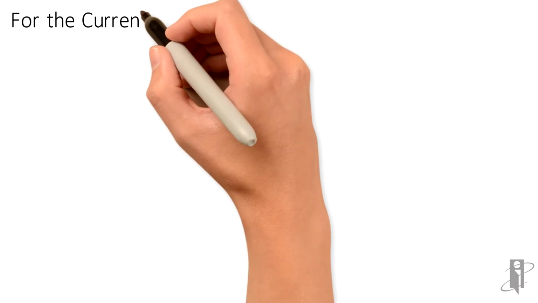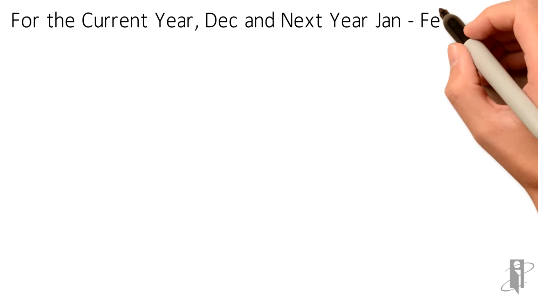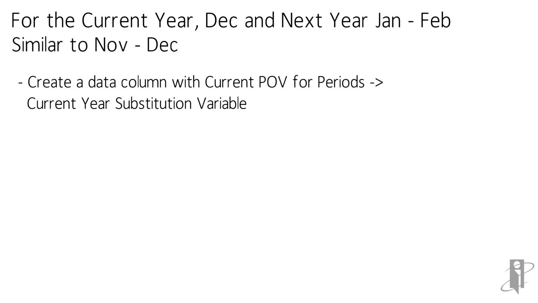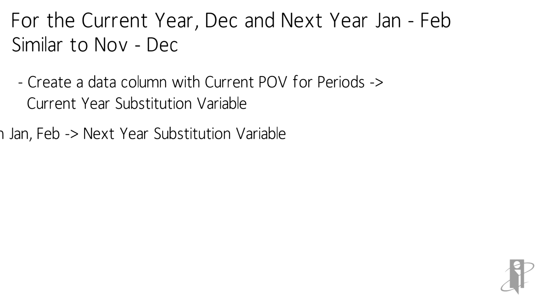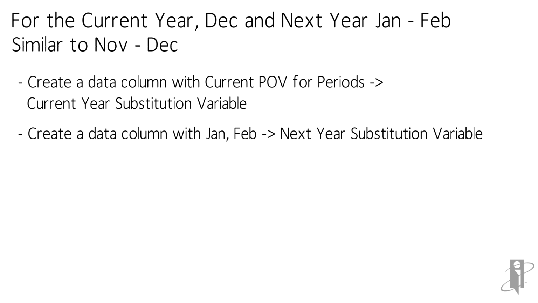Finally, we're on to December. This is going to follow very similar steps to what we did with November. We're going to start by creating a data column with the current POV for periods, and the current year is going to be the substitution variable for the current year. Then we're going to create a data column for January and February with next year's substitution variable for the year.